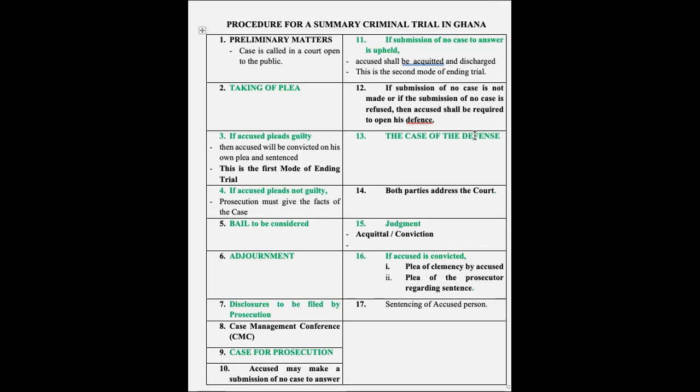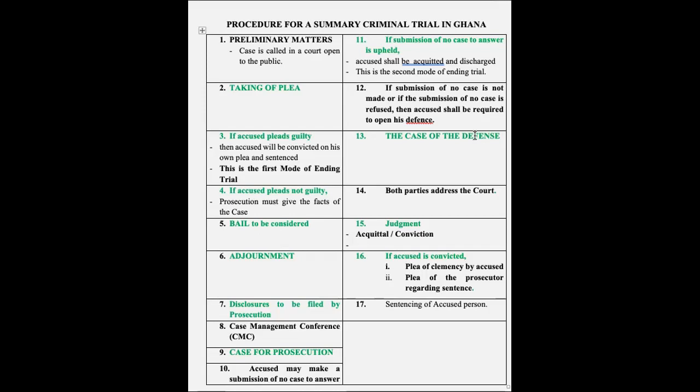So when you plead not guilty, then the next thing is that you must apply for bail, or the court can consider bail on its own. After bail is considered, of course, the case will have to be adjourned because they're saying you are not guilty. So the prosecution will have to come in and establish the guilt of the accused person. So the case will have to be adjourned. When I say the case will have to be adjourned, remember that the court may or may not grant the bail. So when we get to adjournment, we'll look at the timelines for adjournment.